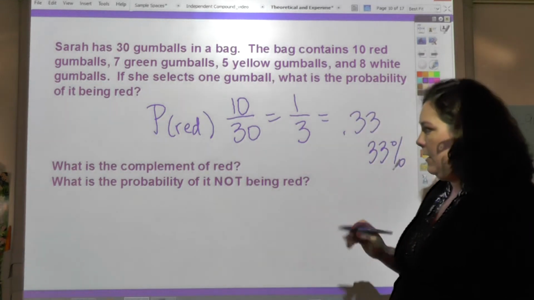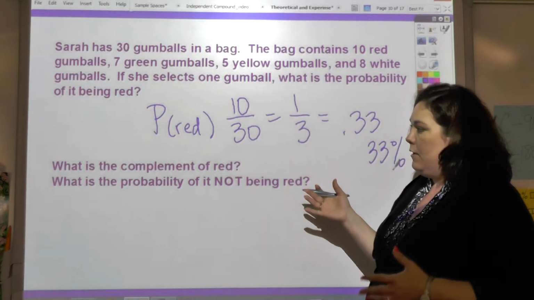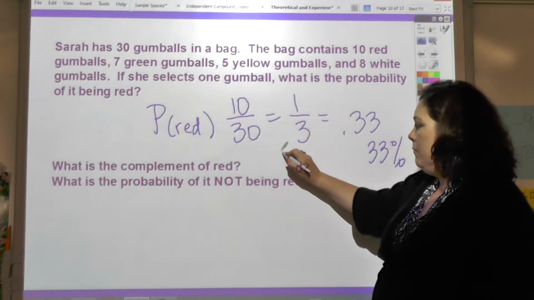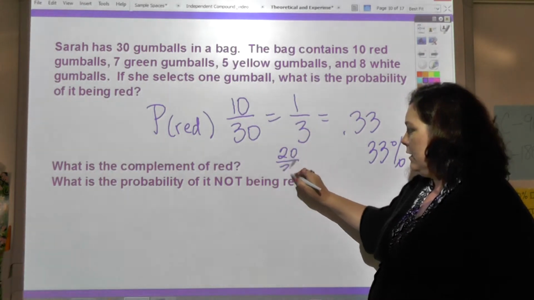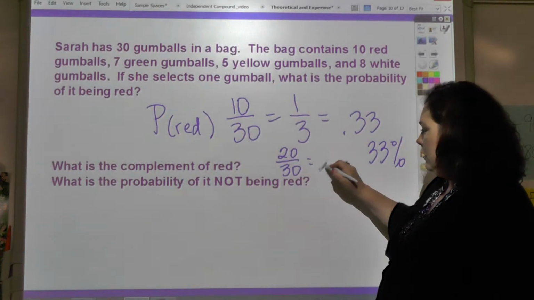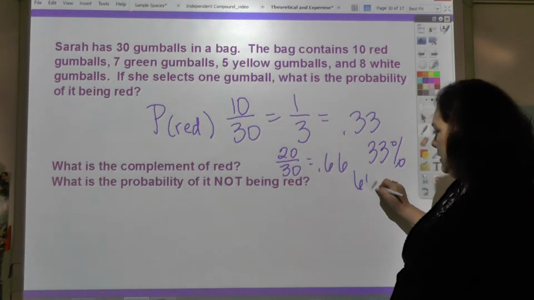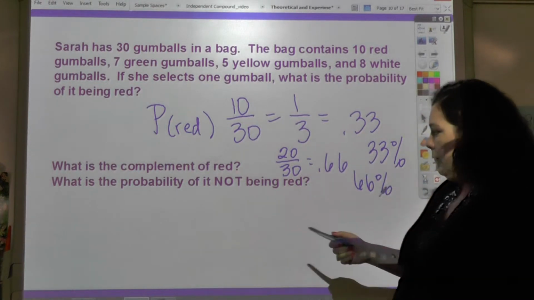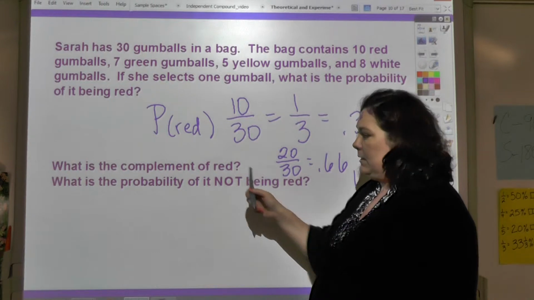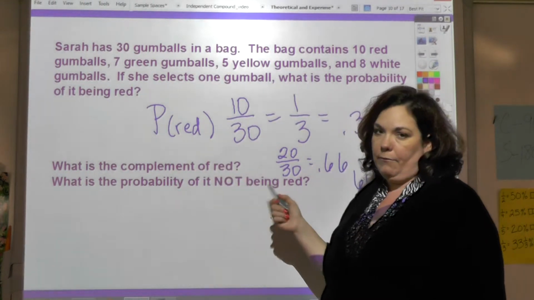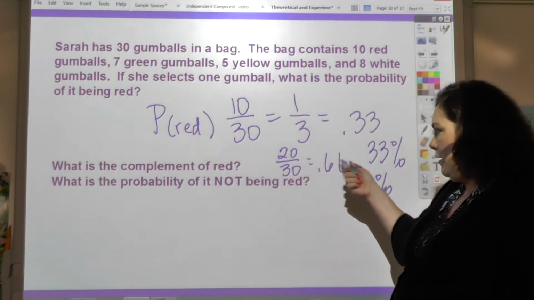So if 10 are red, then not being red would be 20/30, and that would be 2/3, which would be 0.66 or 66%. And asking the probability of not being red is the same as asking what's the complement of red. It's what's not being red.